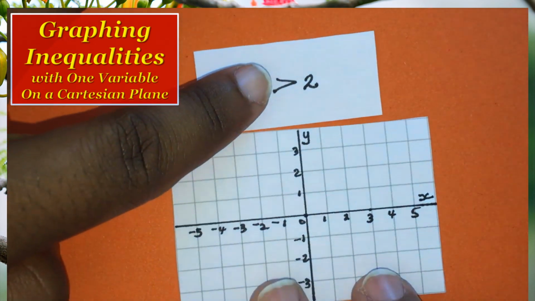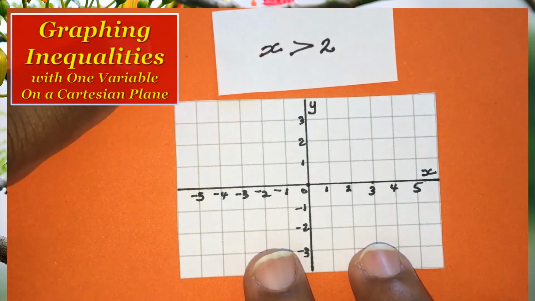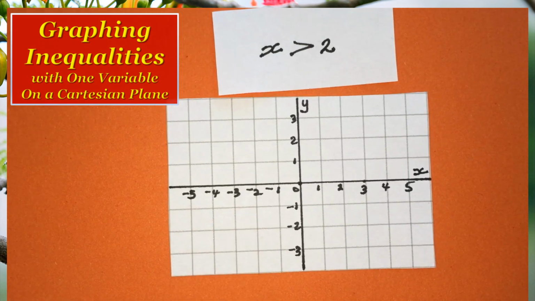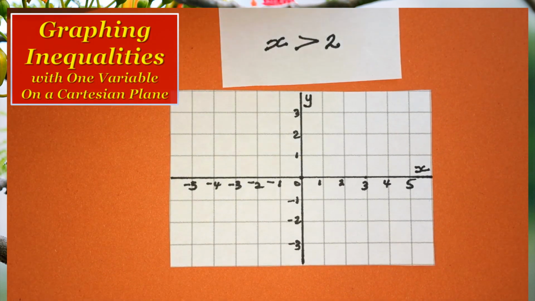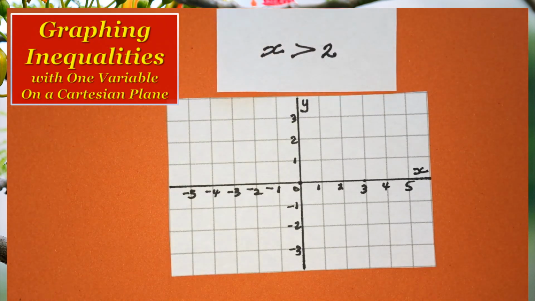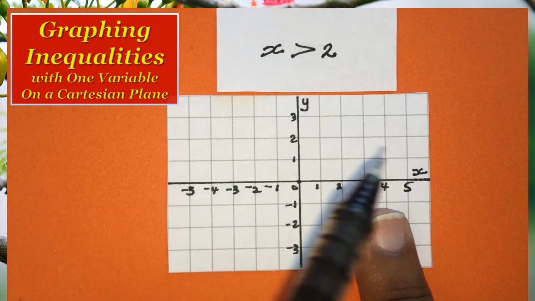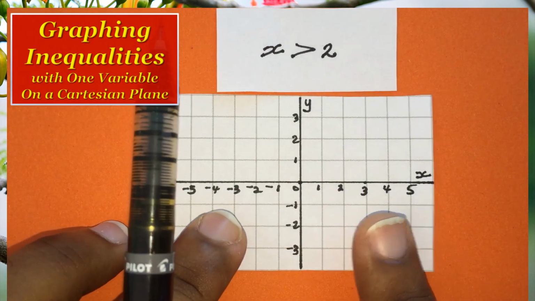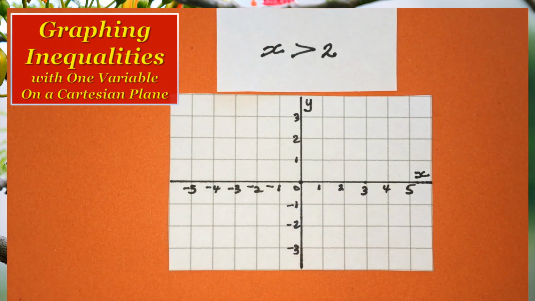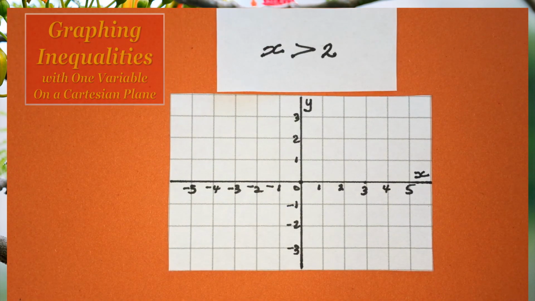We're looking at graphing inequalities today on a Cartesian plane. And here's my Cartesian plane, my graph. And this is our inequality, my bad: x is greater than 2. So what we want to do is find the x-axis right here and look for where x is 2, which is right here. What we want to do is draw a line.